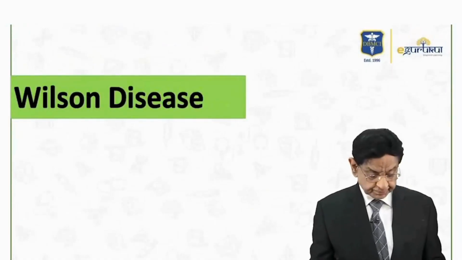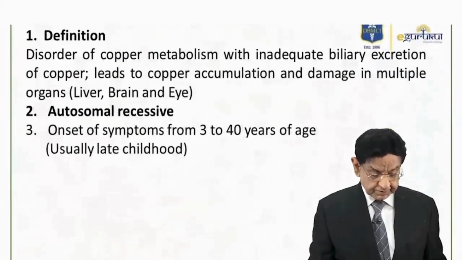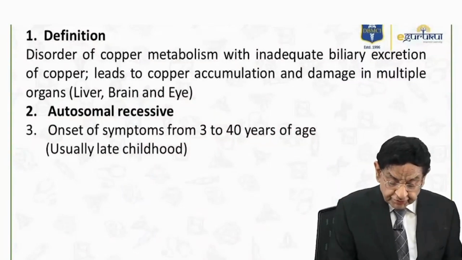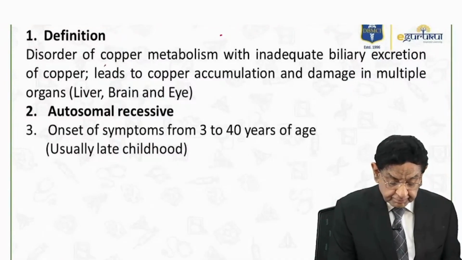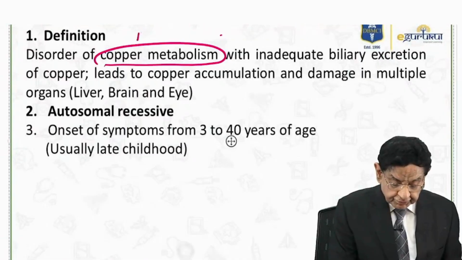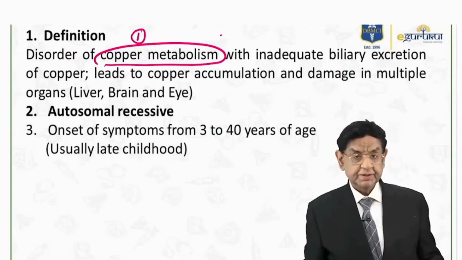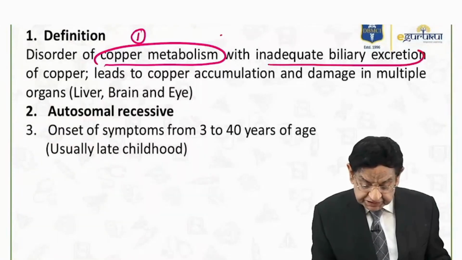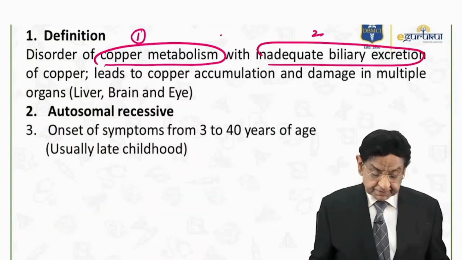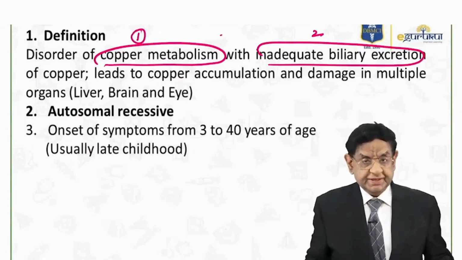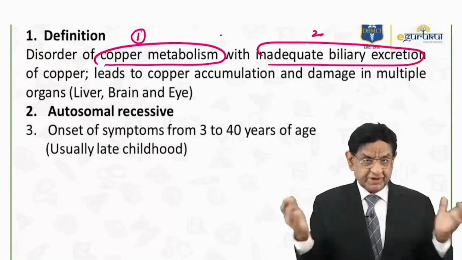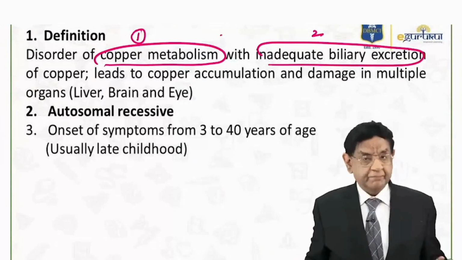Wilson disease. First we learn the definition. It is a disorder of copper metabolism. First keyword to remember. The problem lies in inadequate biliary excretion. The second keyword to remember. So definitely copper is coming in the liver, but it is not able to be excreted out in the bile.